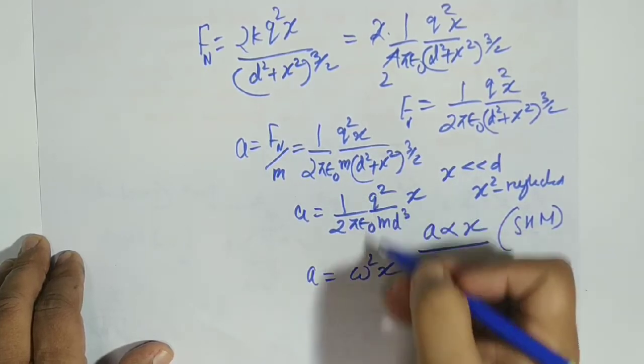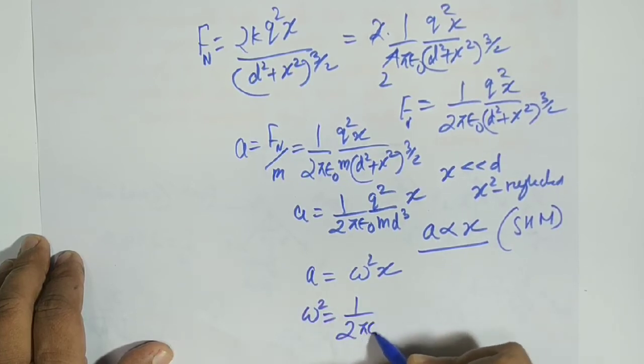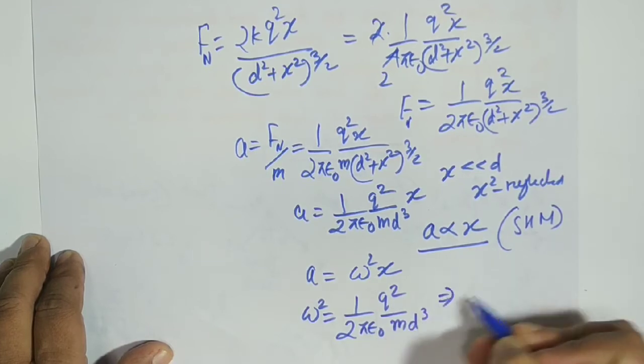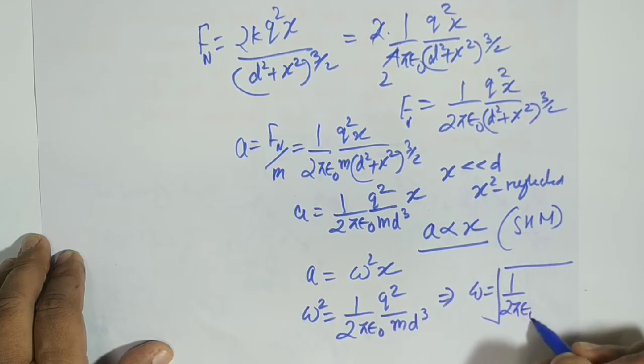And all of you know acceleration is omega square x. So we can compare it. What will be omega square? Omega square will be 1 upon 2 pi epsilon naught q square by m d cube. And finally omega is root of 1 upon 2 pi epsilon naught q square by m d cube.